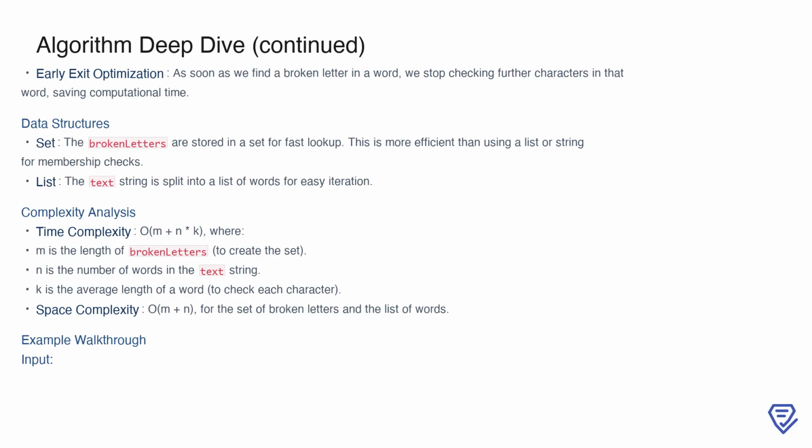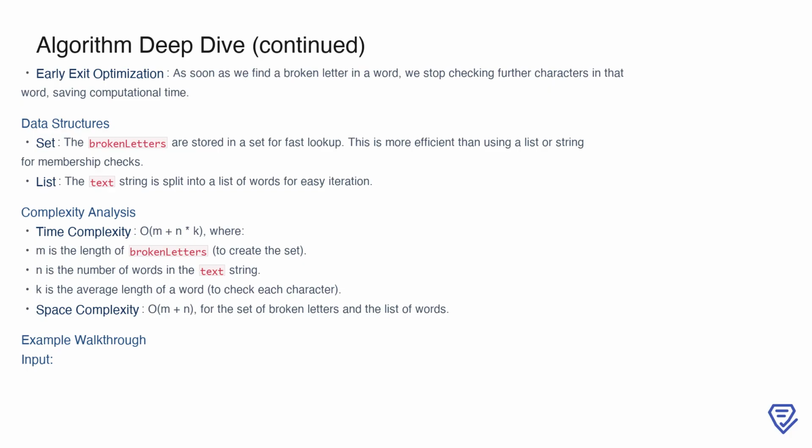In terms of data structures, we use a set for broken letters because it provides fast O(1) average time lookups. Additionally, we use a list to store the words from the text string, which makes it easy to iterate through them. Analyzing the time complexity, the algorithm runs in O(m + n * k), where m is the length of broken letters, to create the set, n is the number of words in the text string, and k is the average length of a word, to check each character.